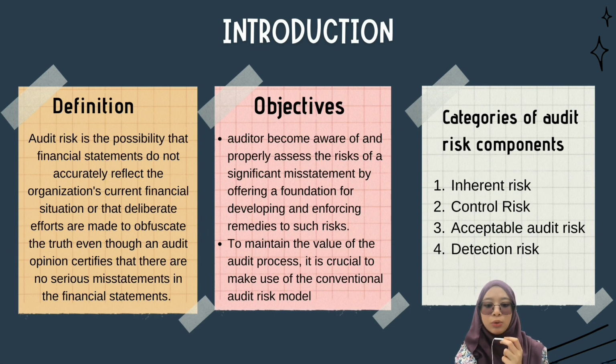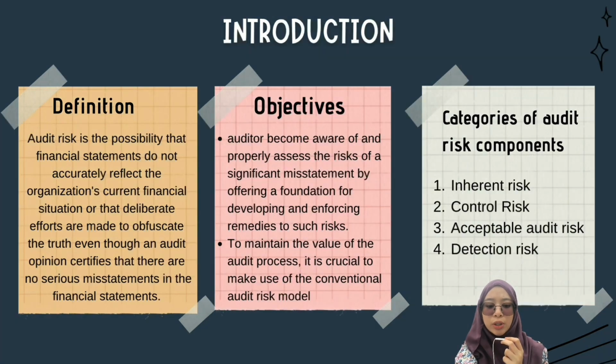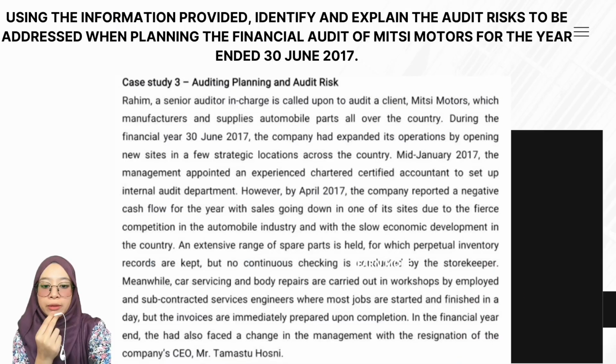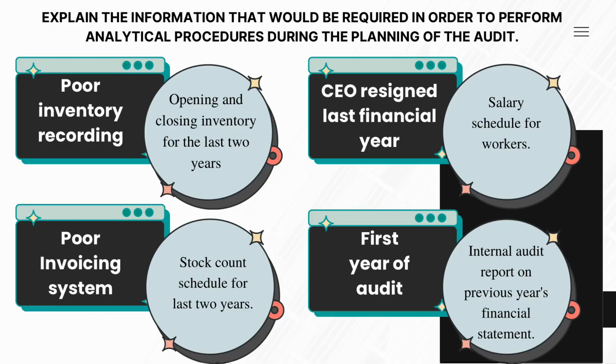Second, to maintain the value of the audit process, it is crucial to make use of the conventional audit risk model. The audit risks to be addressed when planning the financial audit of Misty Motors for the year ended 30 June 2017 are poor inventory recording, poor invoicing system, CEO resigned last financial year, and first year of audit. So I forward this presentation to my fellow friends to explain more details about these issues.